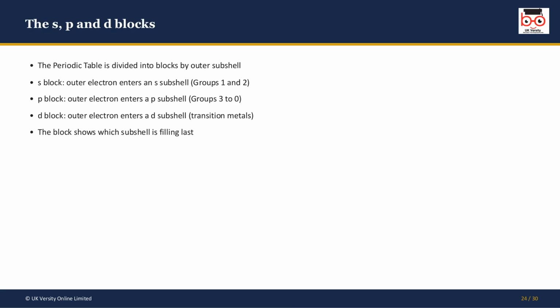The periodic table is also carved into blocks, according to which subshell the outer electron goes into. In the s block, that outer electron enters an s subshell, and that's groups 1 and 2. In the p block, it enters a p subshell, covering groups 3 across to group 0. And in the d block, it enters a d subshell, and those are the transition metals. So the block simply tells you which type of subshell is filling last.